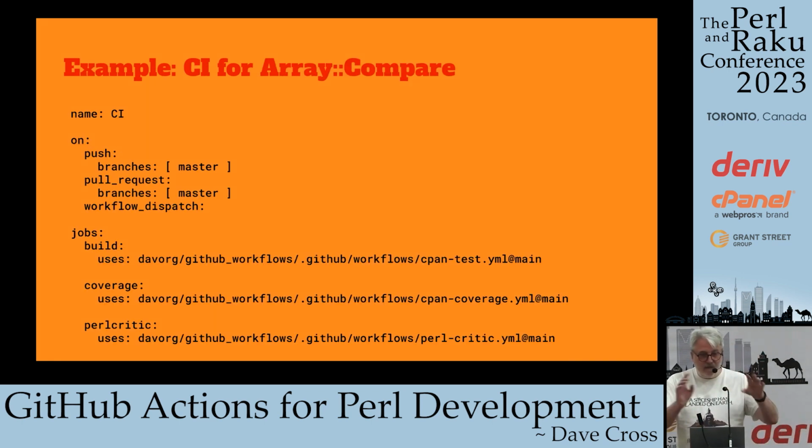So I'm going to, over the next few slides, go into an example from Array Compare, one of my CPAN modules. Now, the on is fairly simple here, but you see the three jobs: we've got a job for build, a job for coverage, and a job for Perl critic, and all they do is load the actions from my other repo. So every time I fix those actions to improve them, I immediately get the benefit across all of the repos that use them.